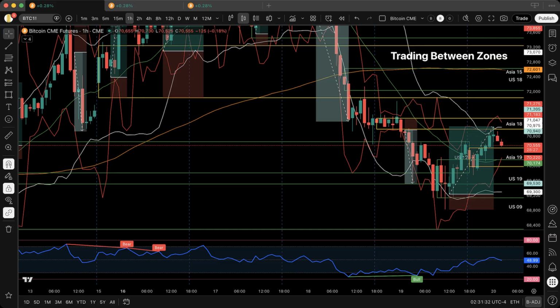Now let us connect this to execution. When price approaches the upper boundary of the March 12th U.S. session and fails to hold above it, that location becomes a rejection zone.